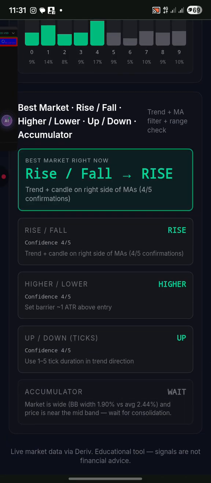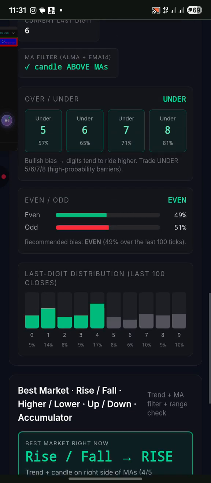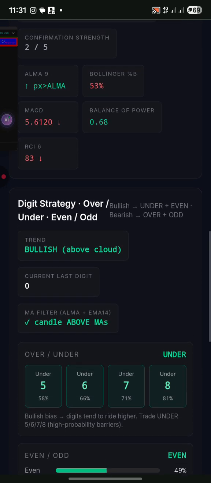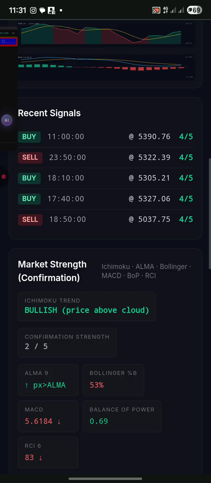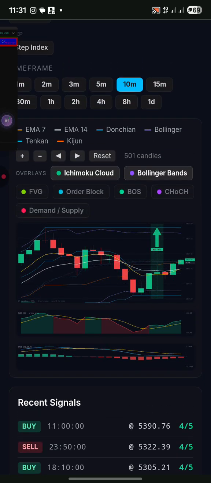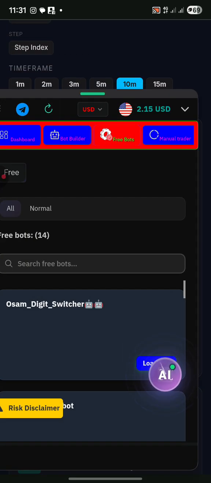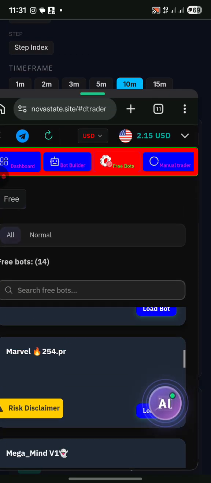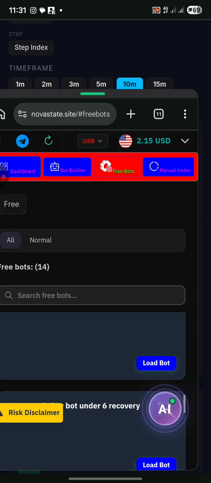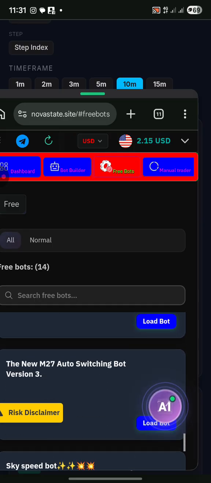We need to confirm it's on a higher market, giving a rise. So you can either enter on a rise market. So we need to trade the under 7 market. So I come here and pick my bot.